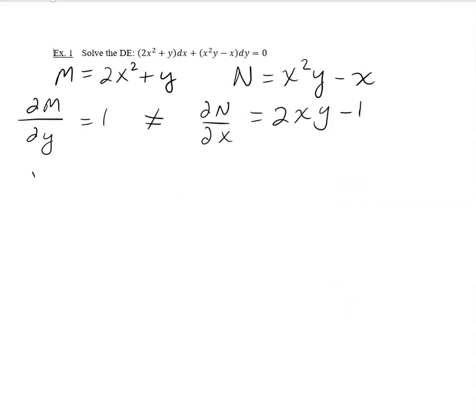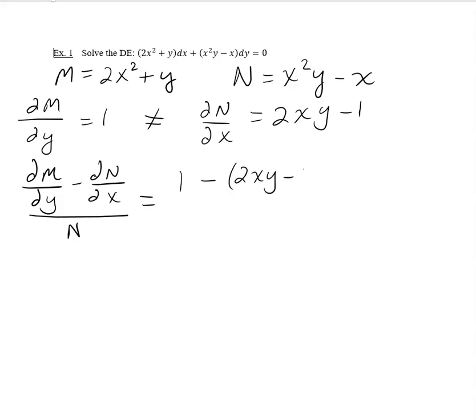So let's write that out. Partial of M minus the partial of N. Just kind of keep everything straight. The hardest part of these, I think, is just keeping straight what all your terms are. So this is going to be 1 minus, use parentheses here, 2xy minus 1, divided by the original N, which was x squared y minus x.